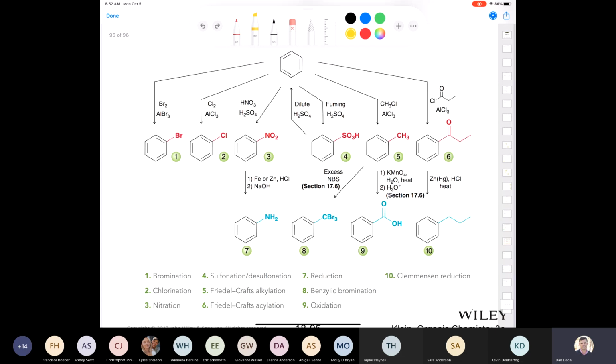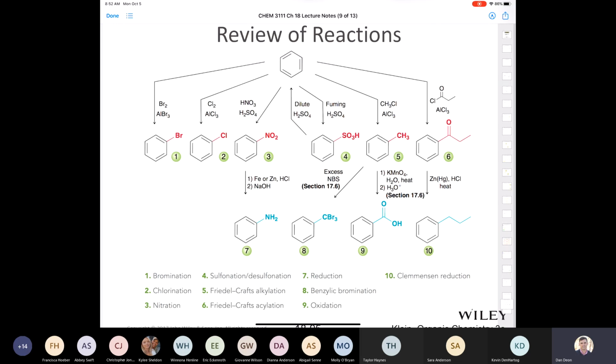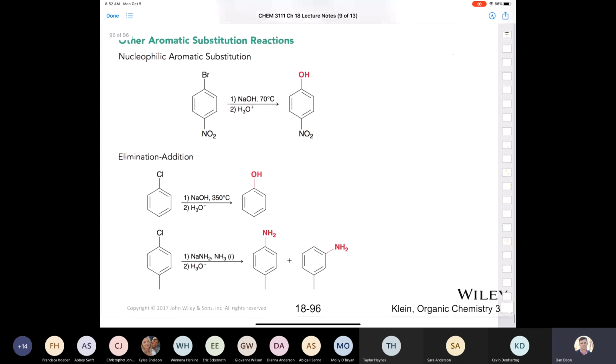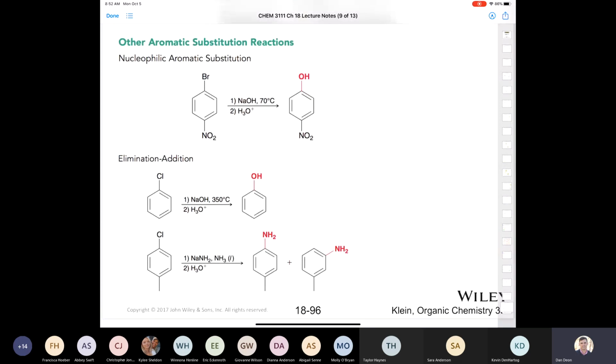What else? Benzylic oxidation. That was covered in chapter 17, but an important reaction in this chapter nonetheless. What else? Benzylic halogenation or benzylic bromination using NBS. And that covers just about everything that we've done in this chapter, except for 18.13 and 18.14. Those were covered here.